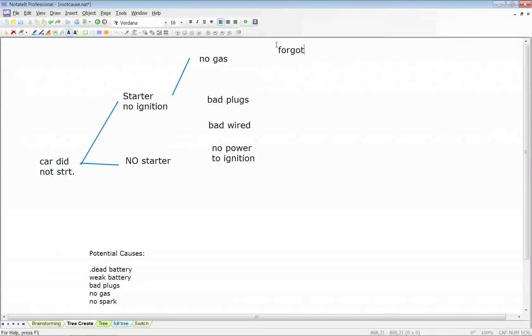Well, forgot to fill up. There's other ones. Leak. Probably have never had them, but I've had a leak in a gas tank before, in a gas line. You can also have an air bubble in your line. There's another one. Failed fuel pump.